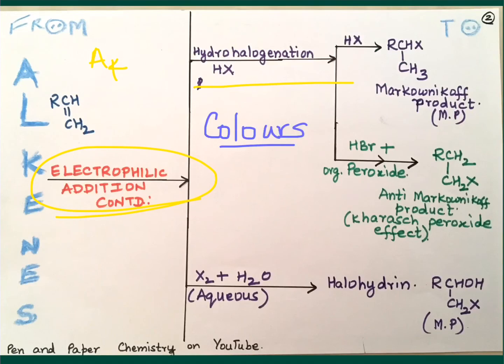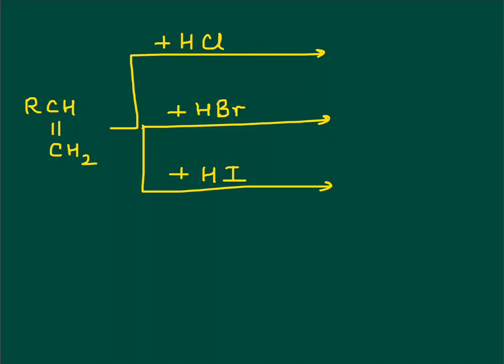I've listed over here hydrohalogenation, RCHX-CH3, which is a Markovnikov product, right? You notice something that I've written, anti-Markovnikov product as well, right? Let's go to that and let's see what it is.